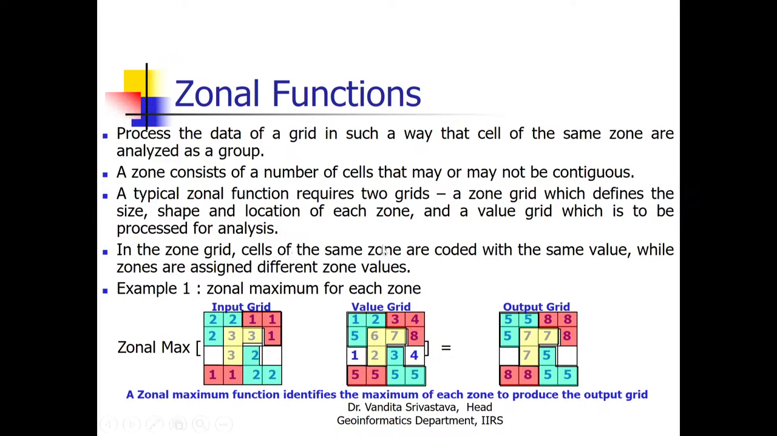In the zone grid, cells of the same zone are coded with the same value, while different zones are assigned different zone values. So you have different zone values here. Different names are assigned to each zone, and within that the value may be the same or different. Like in this zone, the value grid has got a value 2. The first zone also has got a value 2. So the value may be the same or different, but the zone definition is different. It is non-overlapping. No two zones can overlap as such. So that is a zonal function.